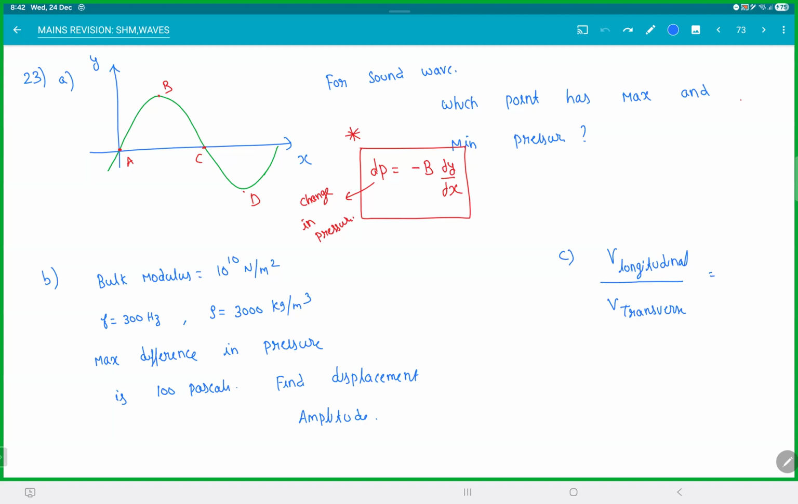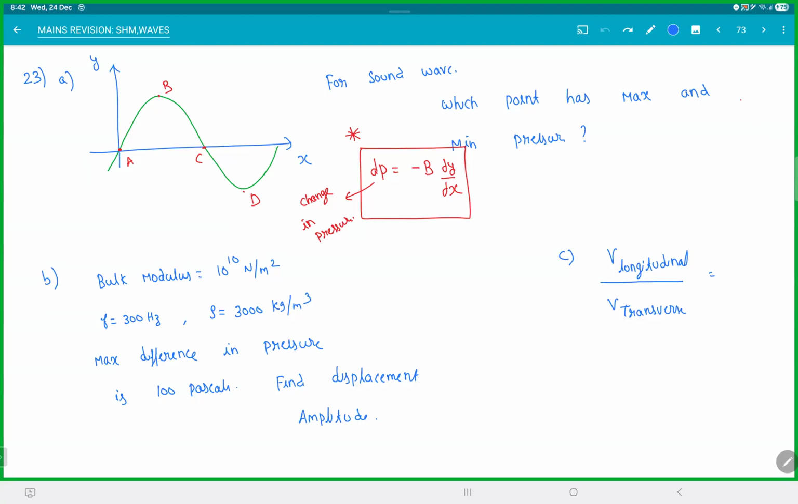That itself is a good question. In a YX graph, remember this is a transverse wave. In a longitudinal wave, the particles are going front and back in the direction of X. They're not going up and down. So here y is not the y coordinate. Y is the displacement of the particle in the direction of x.